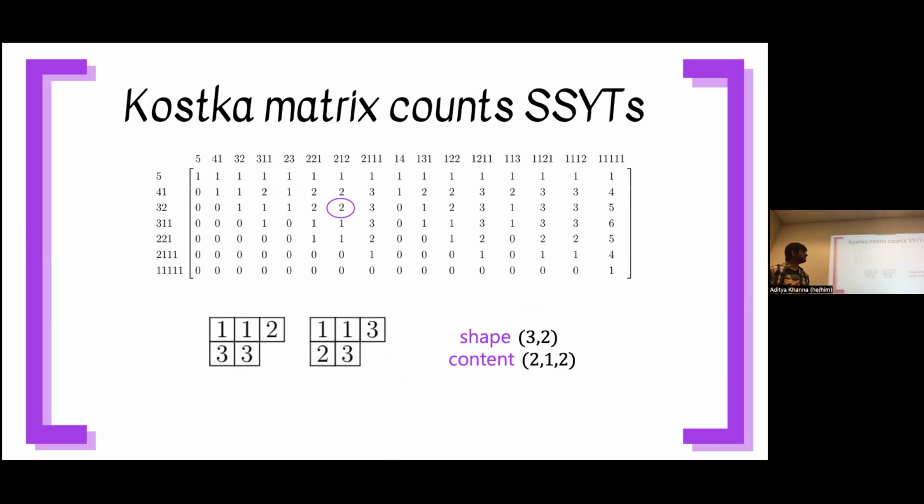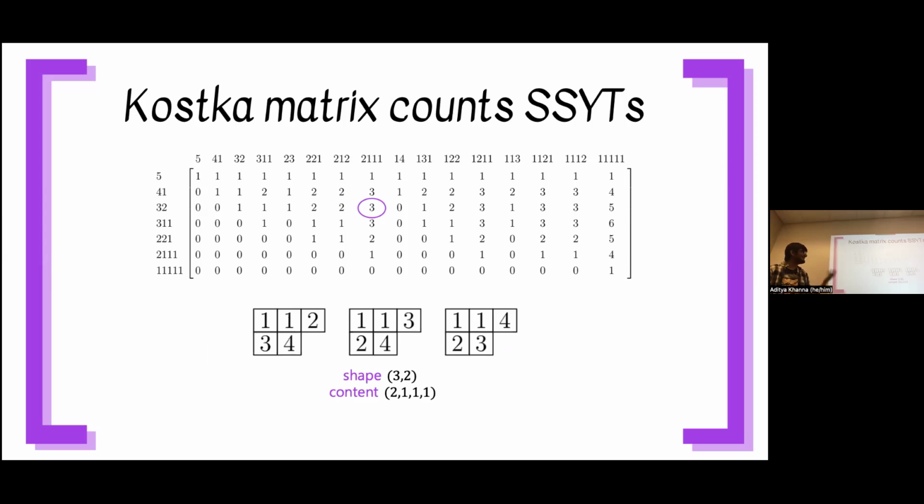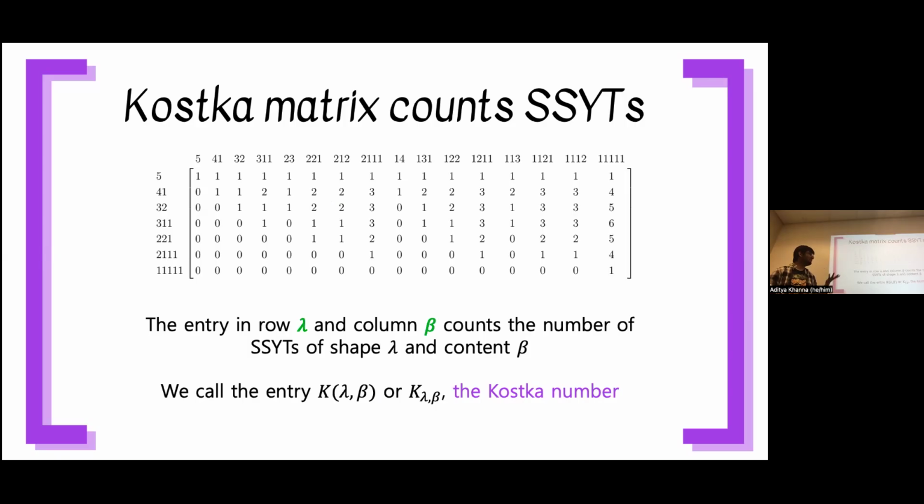Another example is this 3, and this is the shape 3 2 again. And 2 1s, 1 2, 1 3, and 1 4. And that is your number of semi-standard Young tableaux. That's what your Kostka matrix's job is. And in general, this is called a Kostka number in row lambda and column beta, partition and content. We will denote this by either K lambda beta with parentheses or K lambda beta in the subscript, depending on how much space I have on the slide. And this is called a Kostka number corresponding to lambda beta.